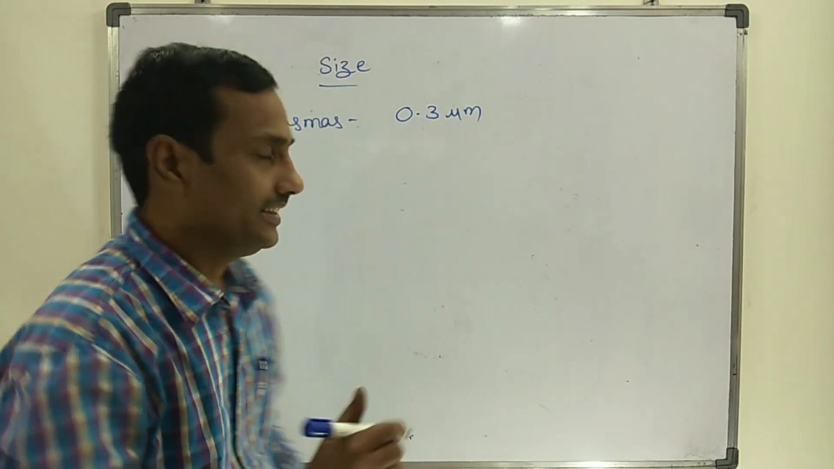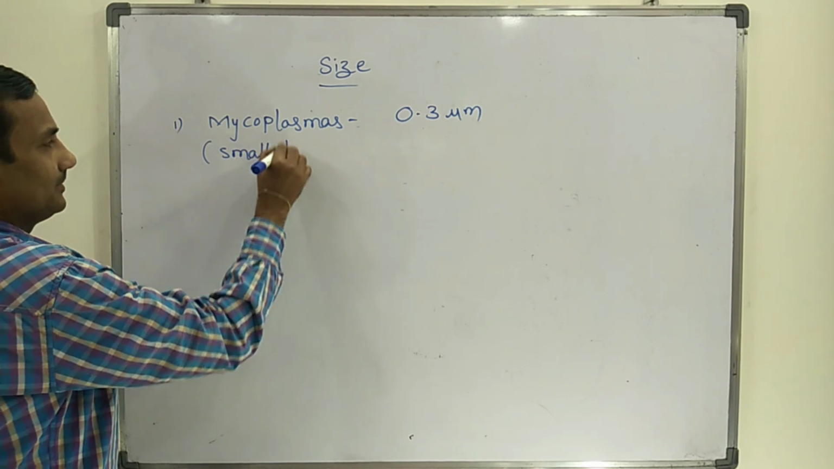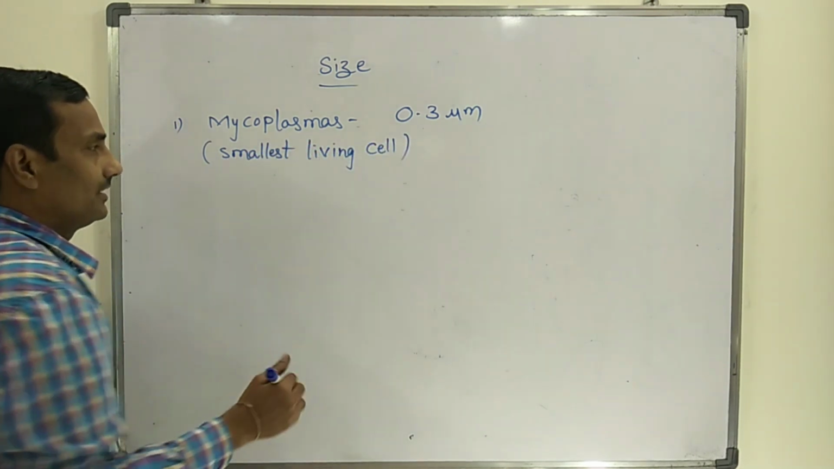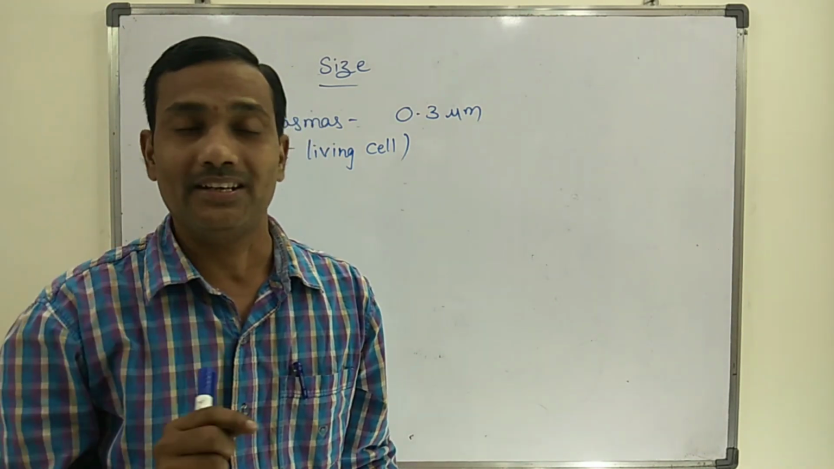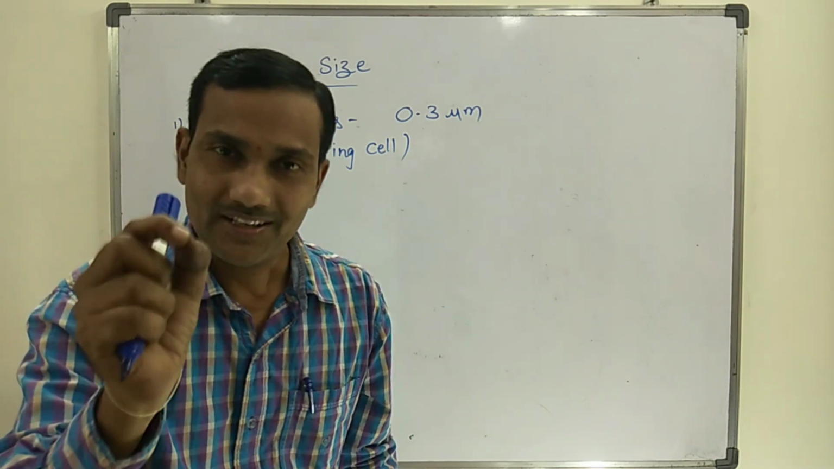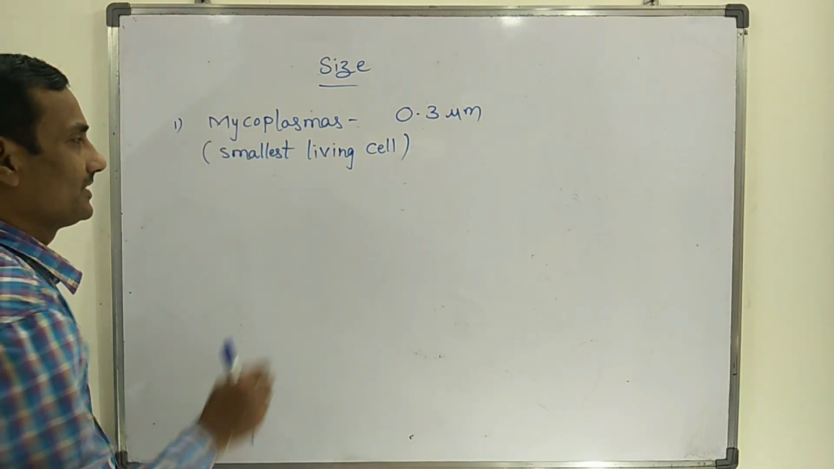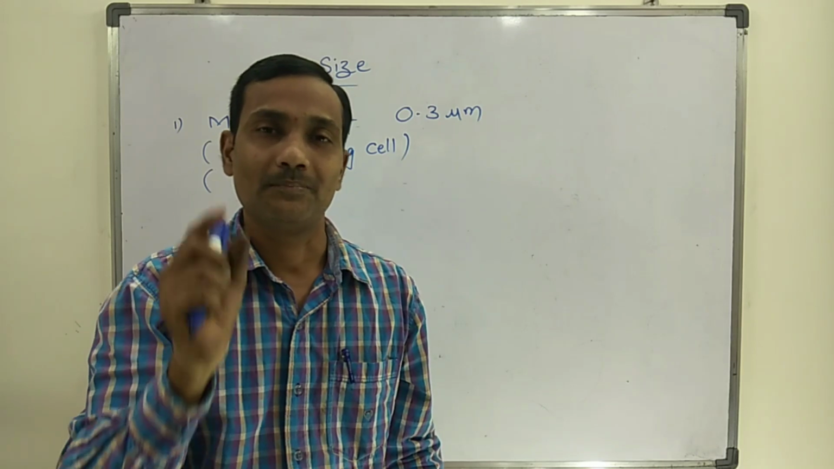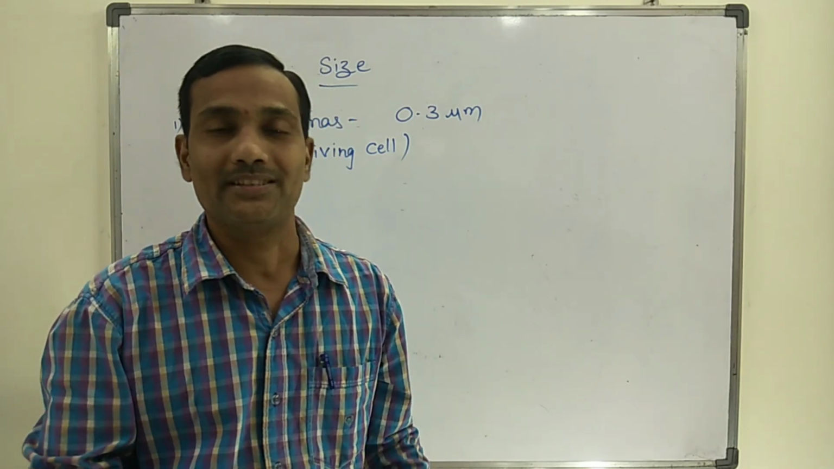Mycoplasma's speciality is that it is the smallest living cell. Until now, whatever living cells I have discussed, eukaryotic or prokaryotic, were not the smallest. The smallest living cell is the mycoplasma, at 0.3 microns.